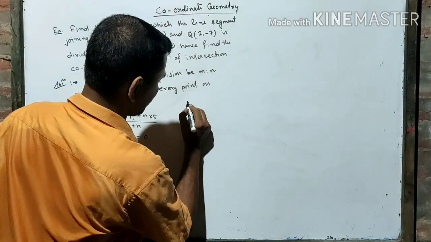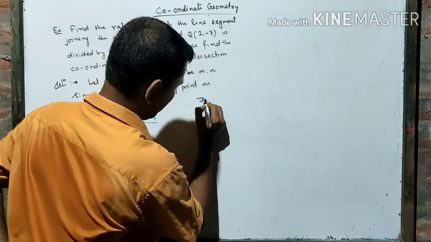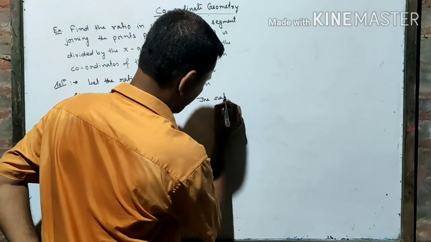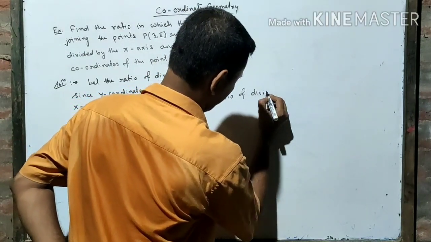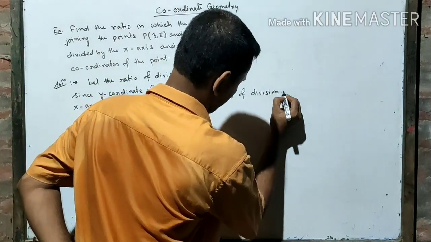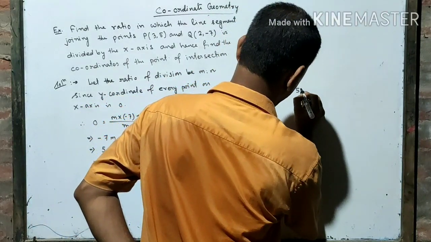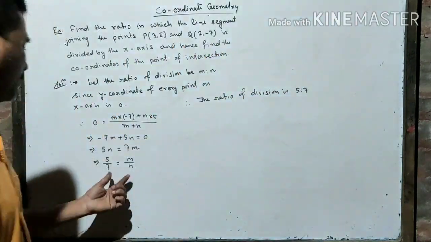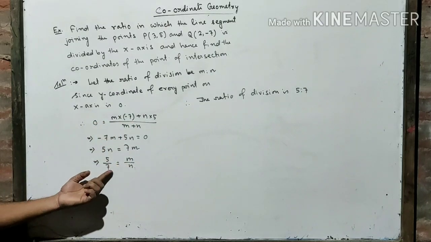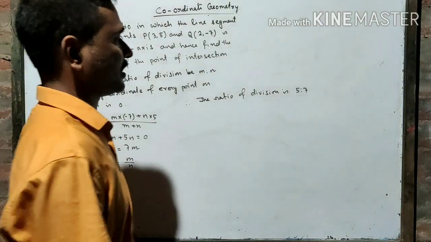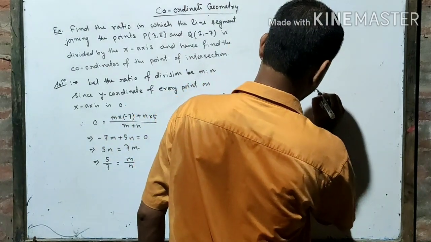Therefore, the ratio of division is 5 is to 7. And what type of division is this? We have used the internal formula and we have got the ratio as positive, so the division is internal. 5 is to 7 internally.